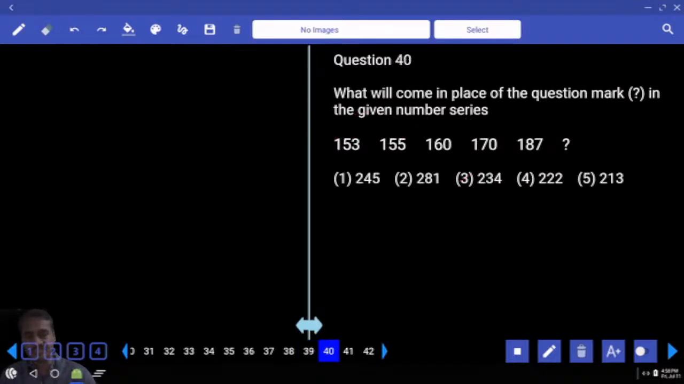Then next one, 53 and 55, the difference is 2. Next difference 5. Next one 10. 2, 5, 10. N square plus 1. 1 square plus 1. 2 square plus 1. 3 square plus 1. 4 square plus 1. 5 square plus 1. How much? 26. The last digit is 3, choice 5.